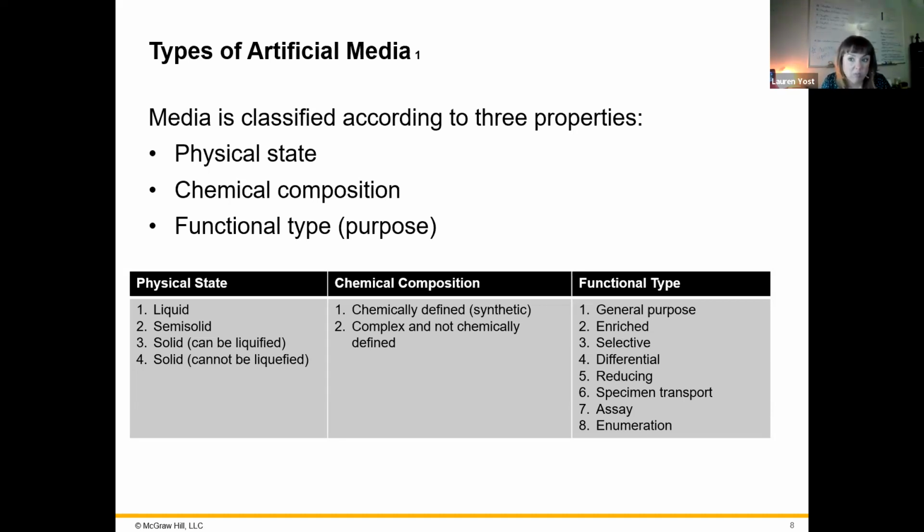It's general. So then we have the physical state. This one's a pretty obvious one, whether it's liquid or solid or something in between, or whether it can switch between one or the other, depending. And then the functional type, what you would be using it for. There is media that we consider general purpose to grow a whole lot of things. Enriched media, these contain growth factors for fastidious organisms.